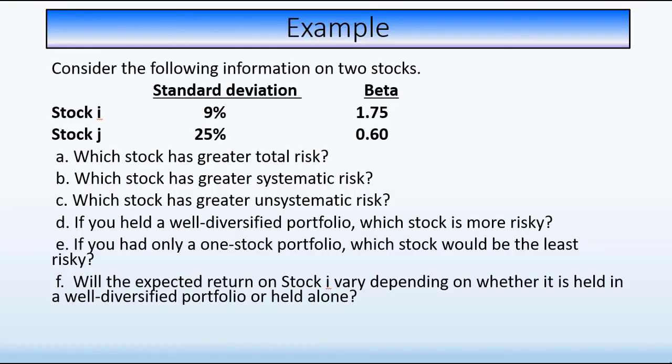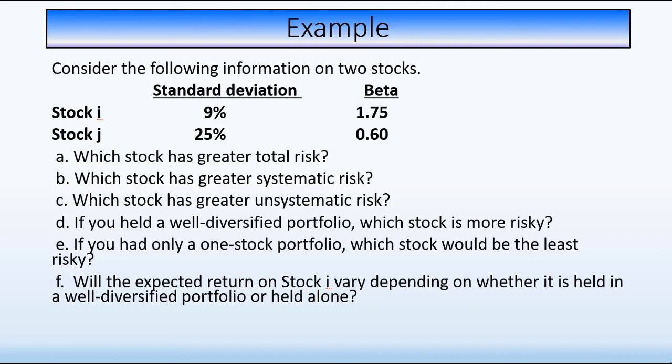Now let's move to a couple of examples. Consider the following information. We've got two stocks, I and J, we have the standard deviation, and we have the betas listed. Which stock has the greater total risk? Well, it's going to be stock J, because stock J has the highest standard deviation. Which stock has the greater systematic risk? Well, it's going to be the stock with the higher beta, and that's stock I. Question C, which stock has a greater unsystematic risk? Well, stock J has the highest total, and it has a small amount of systematic risk, so the difference has to be unsystematic risk. So the answer to question C is stock J.